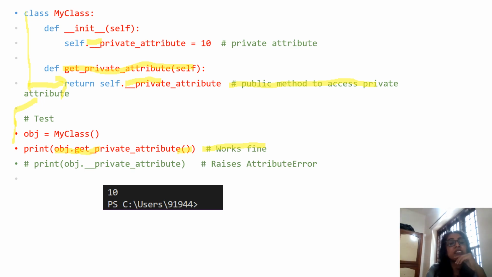If you try to print the same value like this, that is the object dot the attribute, this is not valid and this will generate an attribute error. So the access of this variable can be restricted in this way by making the variable private. This is the advantage of a private variable. You cannot access it outside the class. The only way is to use some function to return the value of that variable.